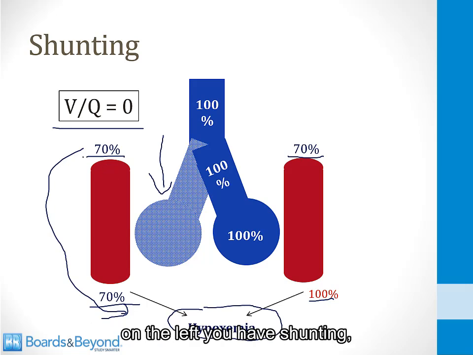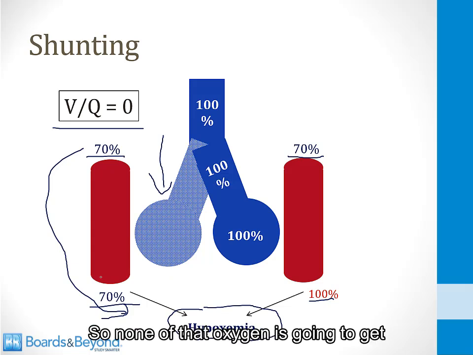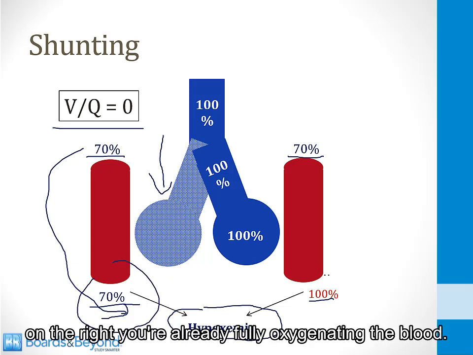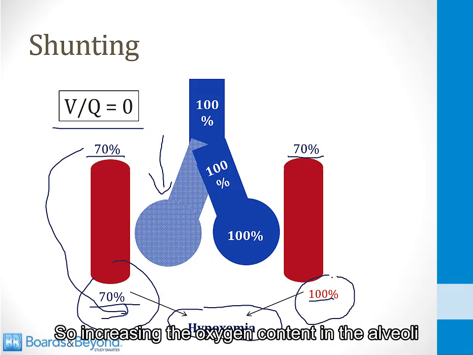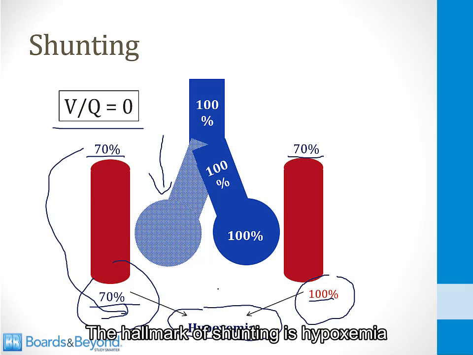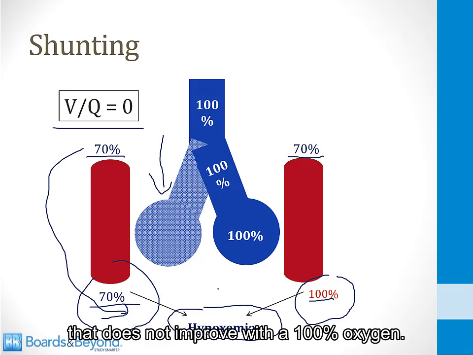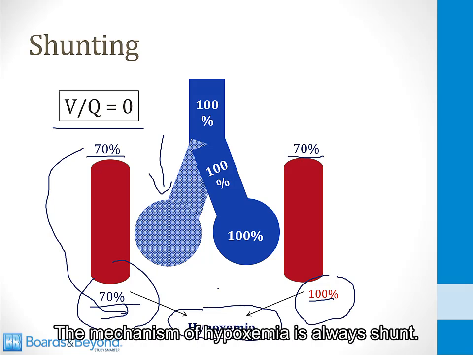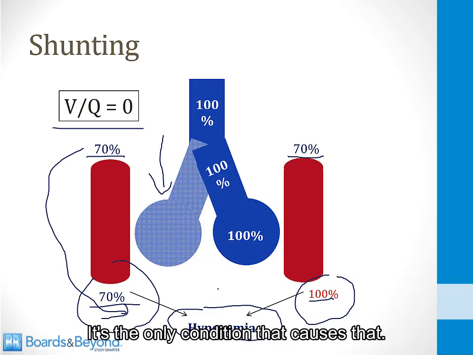On the left, you have shunting. There's no ventilation, so none of that oxygen is going to get into that pulmonary capillary on the left. On the right, you're already fully oxygenating the blood, so increasing the oxygen content in the alveoli to 100% makes no difference. And that's a huge point about shunting. The hallmark of shunting is hypoxemia that does not improve with 100% oxygen. If you're given a case on step 1 where the patient is hypoxemic and oxygen doesn't make a difference, the mechanism of hypoxemia is always shunt. It's the only condition that causes that.